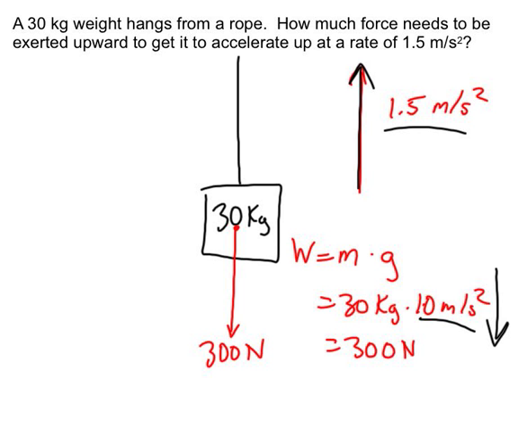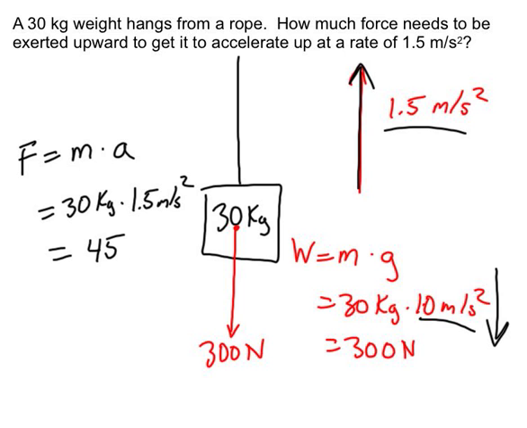We know that the force required to accelerate an object is equal to the mass times the acceleration. So the mass of this object is 30 kilograms times the acceleration, which is 1.5 meters per second squared. So 30 times 1.5 gives me 45 newtons. So I need a force of 45 newtons upward to get this to accelerate at the rate I want. In addition, this isn't just the force total, this is what we call the net force. I need overall 45 newtons up.